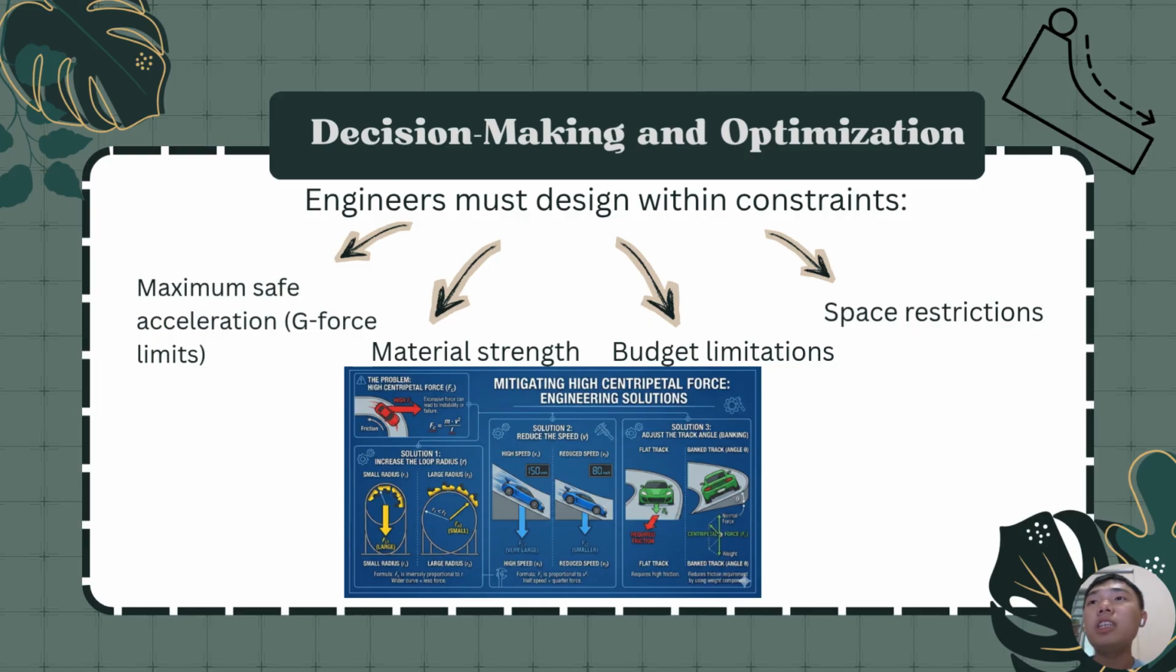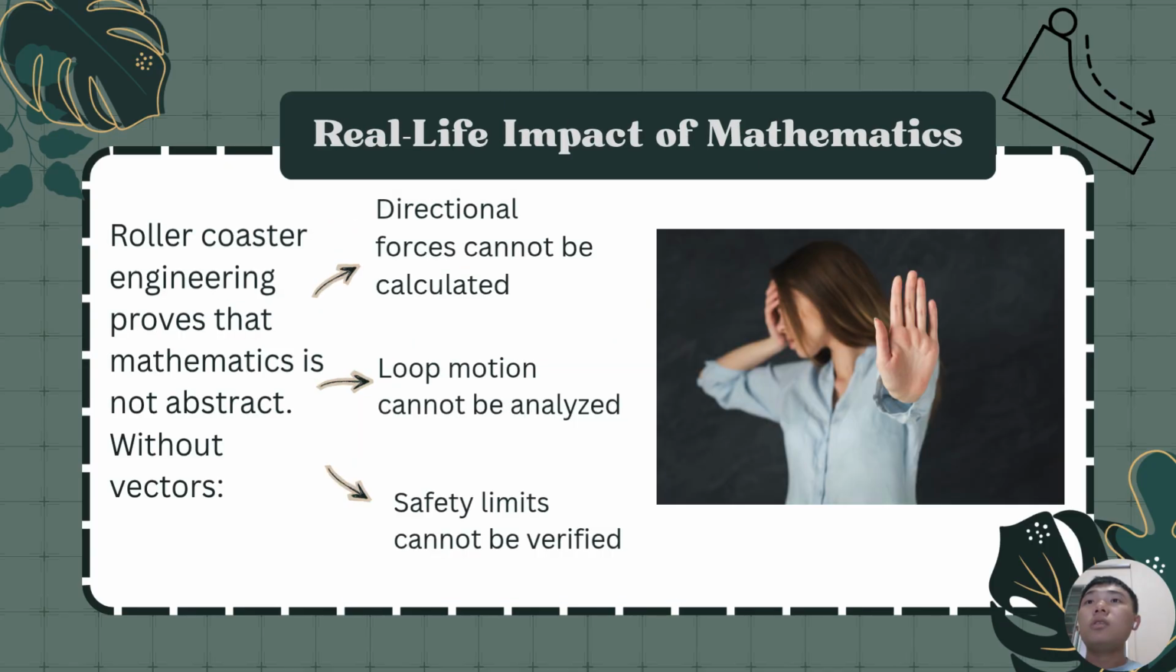Third, there are budget limitations. Engineers must design efficiently without overspending. Vector analysis helps optimize the design while reducing costs. Finally, there are space restrictions. A roller coaster must fit within a limited area. Vectors help plan the track layout effectively. And this is an example that shows that mathematics is not just abstract theory but something that is used in real world application. Roller coaster engineering mathematics is very important to ensure that the ride is safe, functional, and enjoyable. Without vectors, many aspects of design cannot be properly analyzed.